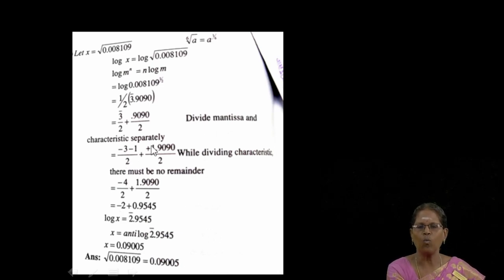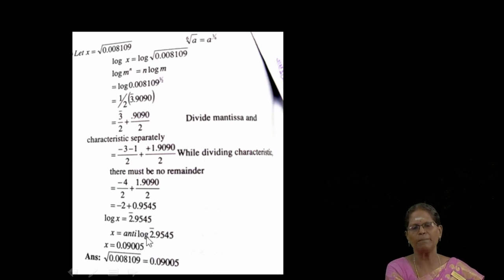And here 1.9090 divided by 2 is 0.9545. See, here the characteristic is minus, so it is written as bar 2.9545. So this is the value of log x. But we need the answer for only x. So for this we have to find the reverse value, that is, we should use the anti-logarithm table.